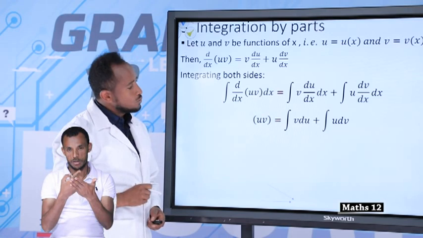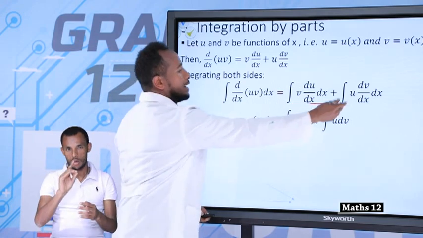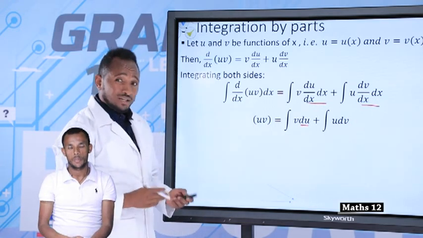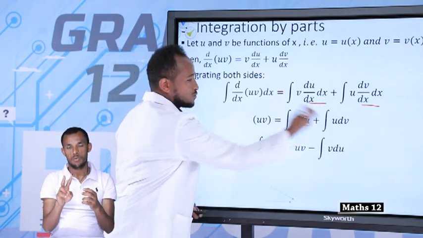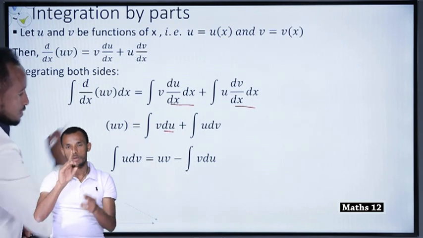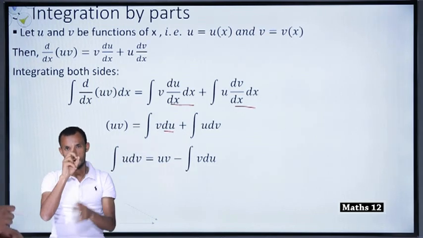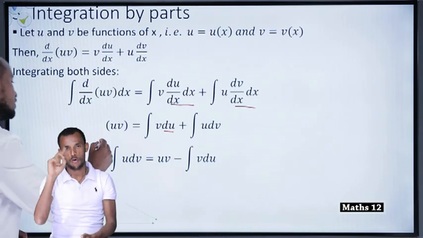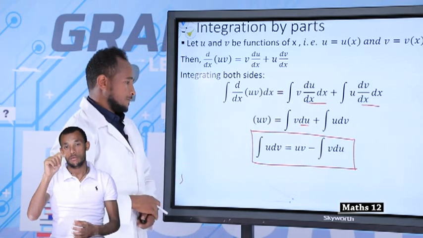So this is equal to v times, let's assume this to be du, and assume this expression to be dv. So you'll have this one. Now let's solve for one of the two. Let's take the integration of u times dv. The integration of u times dv is equal to, taking this to the other side, uv minus the integration of v times du. So this is the formula for integration of a given function by parts.